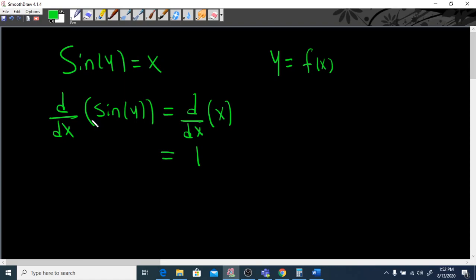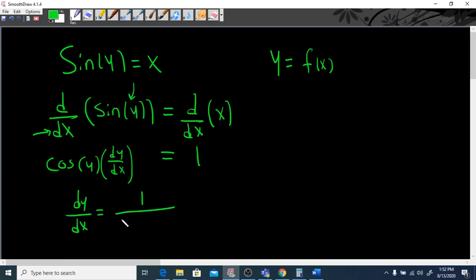So using our chain rule, the outermost function here is sine. So the derivative of sine is cosine. That's the outermost function that we've dealt with. And now go in here: cosine y, and then the derivative of the variable y with respect to x, dy dx. Just like that. So now we can solve for dy dx, and we get this: dy dx equals 1 over cosine y.